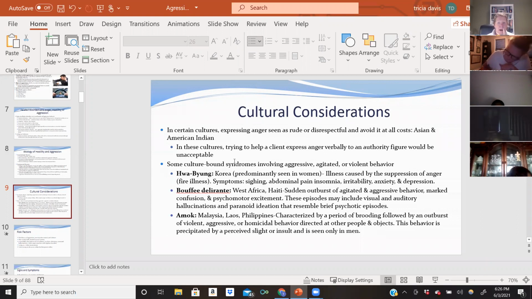And then we have amok, which is seen in Malaysia, Laos, and the Philippines. This is characterized by a period of brooding, followed by an outburst of violent, aggressive, or homicidal behavior directed at other people and also at objects. Usually, this behavior is precipitated by a perceived insult and is usually only seen in men.